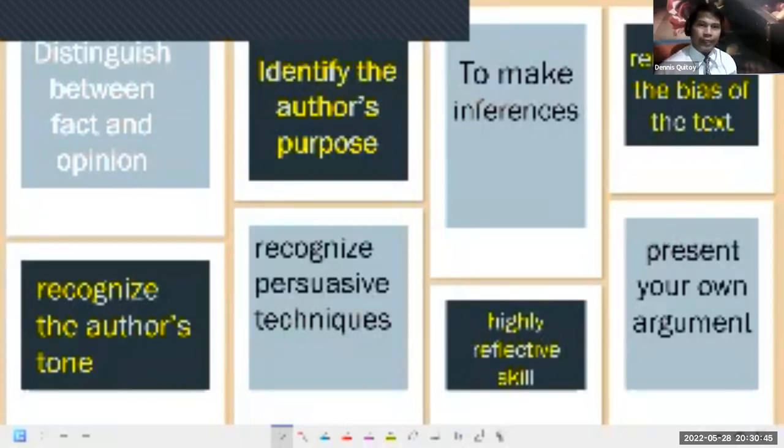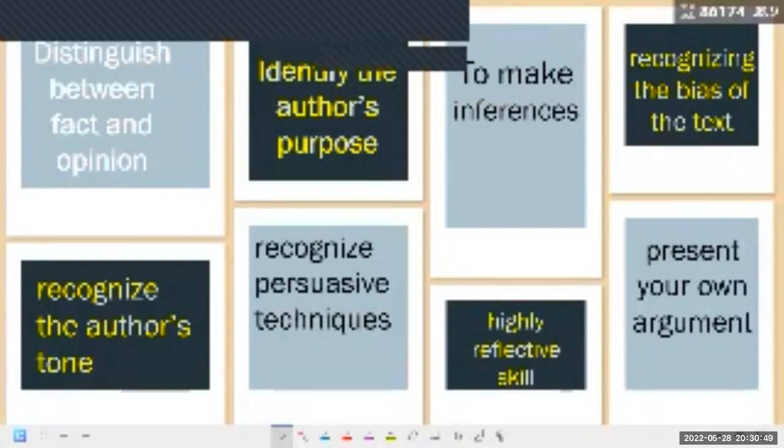Number six, recognize persuasive techniques. Number seven, highly reflective skill. And then number eight, present your own argument. So, mauna siya. Usually, ang mga estudyante, ang argument sa ilaha, ingon sila, lalis daw na ang argument.